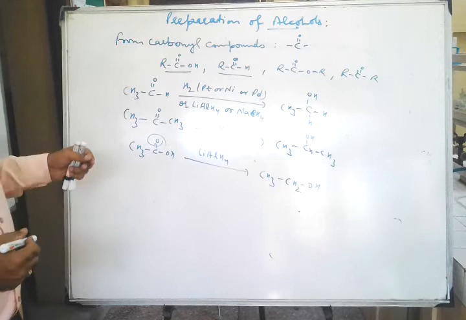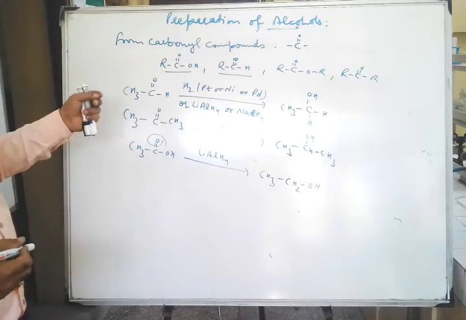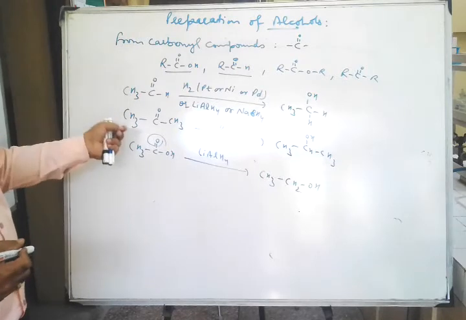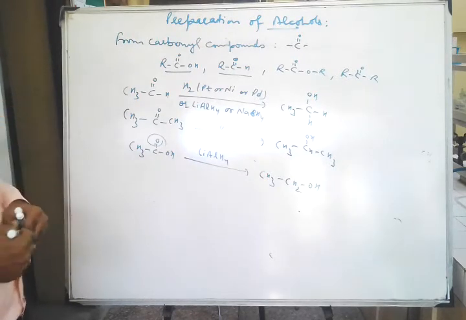Now next is, we can change carboxylic acid to alcohol by other methods, by first converting carboxylic acid to esters, and then from esters we can get the alcohol.